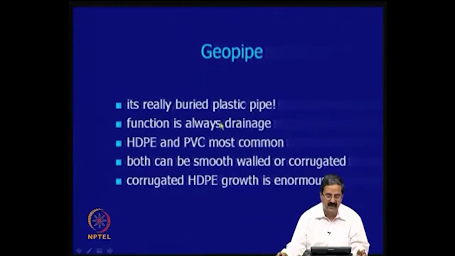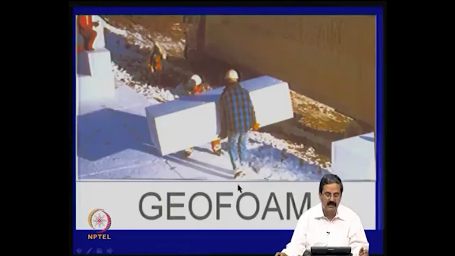So, the geopipe is nothing but a buried plastic pipe. The function is always drainage of leachate. Materials are high density polyethylene and polyvinyl chloride. PVC is most common. If you go to a lab or any place, most commonly PVC pipes are used. Both can be smooth walled or corrugated. Nowadays high density polyethylene pipes are quite popular.